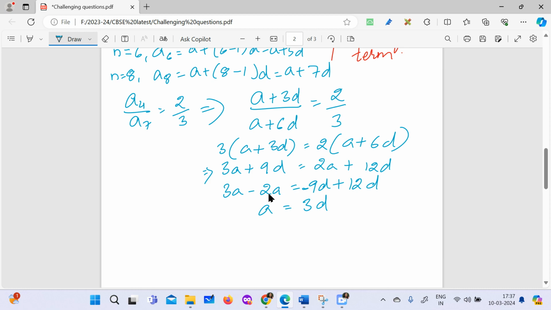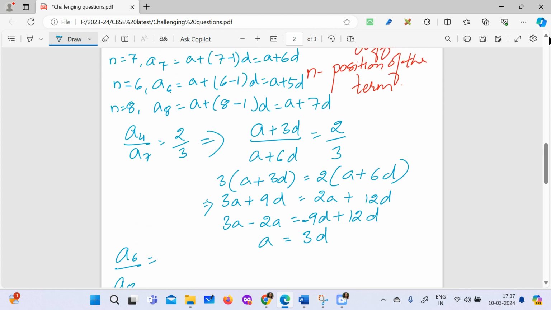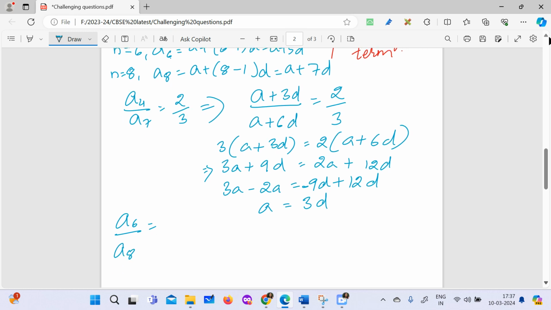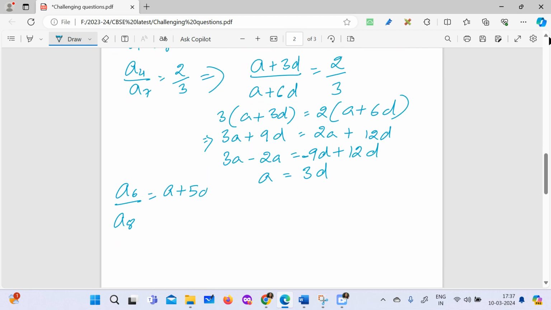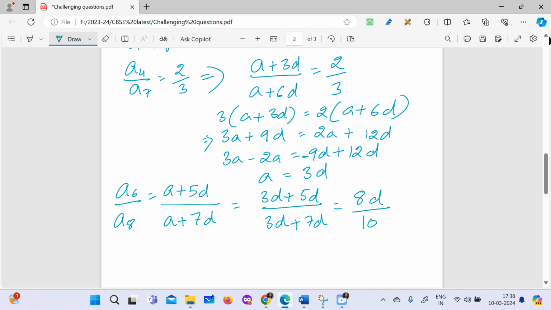Now we can do this, a6 upon a8. What is a6? Here a6 is nothing but a plus 5d, and a8 is nothing but a plus 7d. Now we will substitute the value of a in this a plus 5d upon a plus 7d. So you will get a is 3d now. So 3d plus 5d over 3d plus 7d, that will be 8d upon 10d.